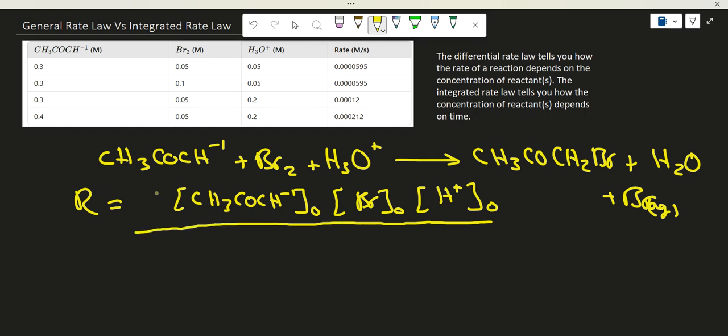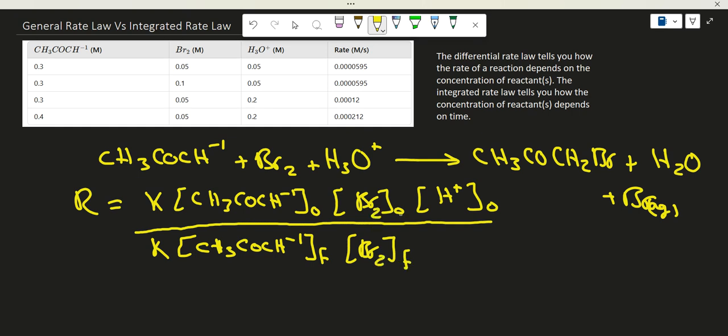Remember that you have a K, which is the rate constant, and it's going to be equal for both concentrations, initial and final. In this case we have CH3COCH3 final, Br final, or Br2 final, we'll forget the 2 in both cases, and we have the H plus also final.